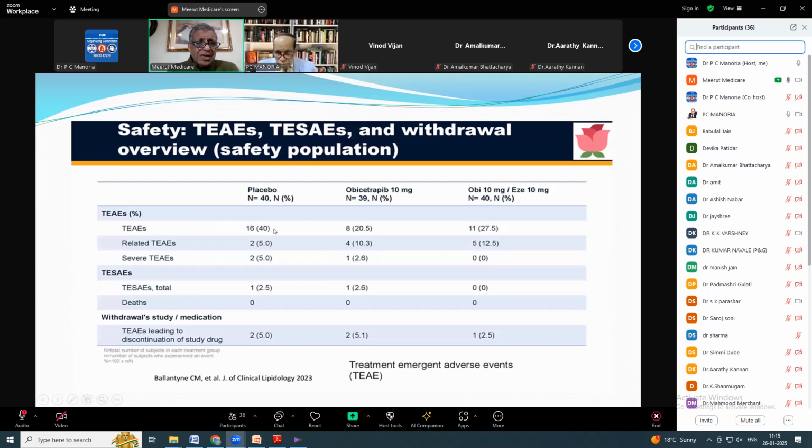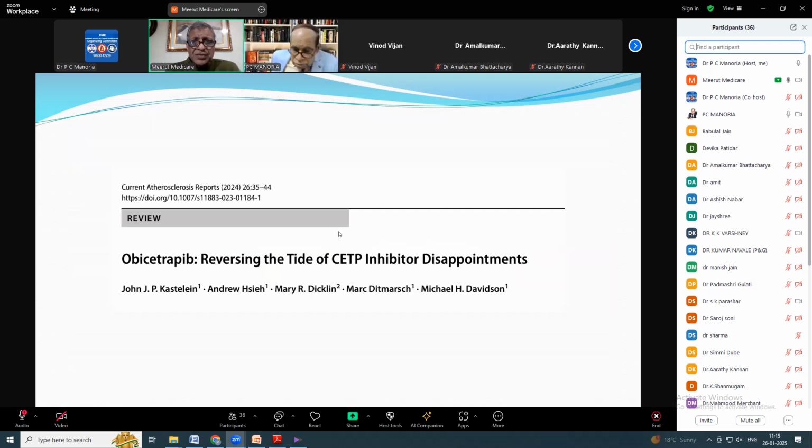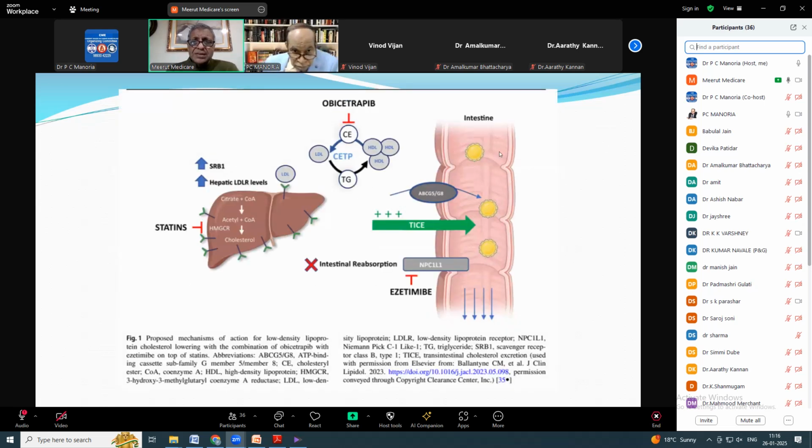The side effect profile is very, very safe. There are hardly any side effects. The mechanistic pathway is very, very simple: it causes CETP inhibition. And this is again transintestinal cholesterol excretion. So these drugs also cause additional transintestinal cholesterol excretion. This is another mechanism beyond CETP inhibition, that they work on the intestine, and they have effective coexistence with ezetimibe.